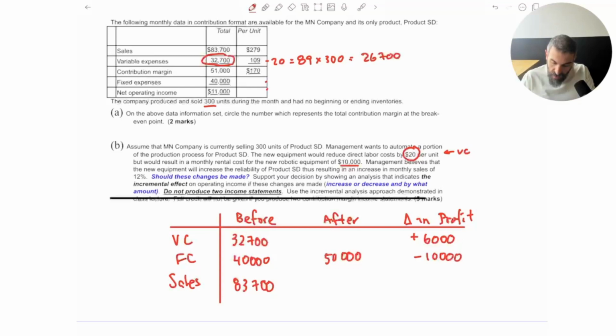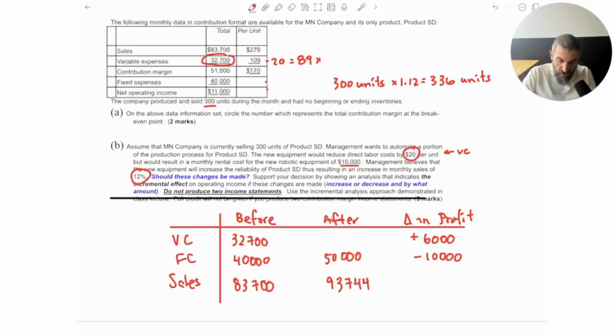They're saying that sales would increase by 12%, right? So 83,700, if I add 12% to that, your sales would be 93,744. So instead of selling 300 units, now you're selling 12% more, so 336 units. So the reason I backtracked is because the variable cost will actually be based on 336. So remember that we reduced our variable cost to $89 per unit, but now we're selling more units. So I'm going to multiply that by the new number of units that I'm selling according to the question. So your variable costs are 29,904.